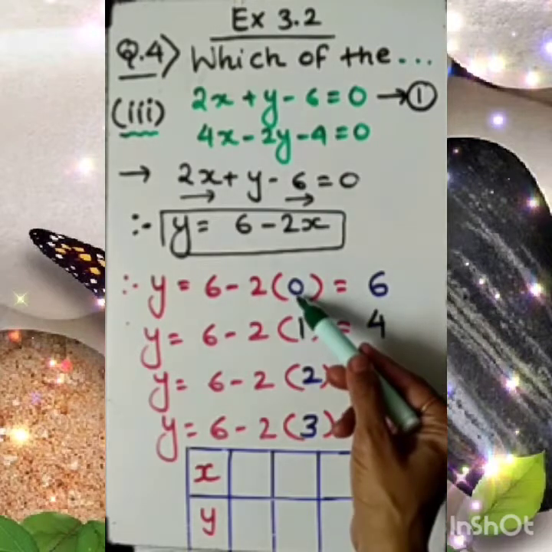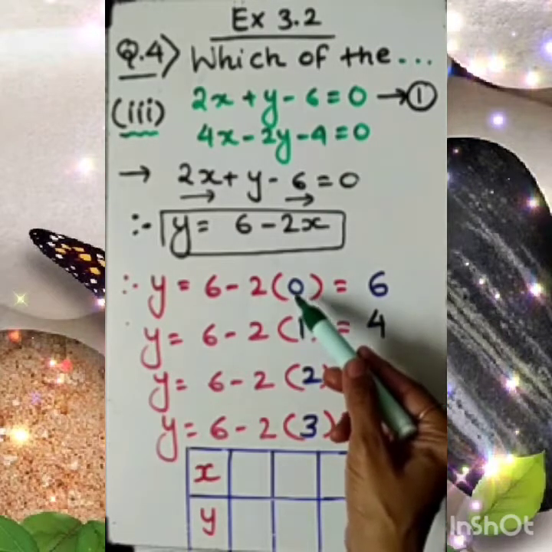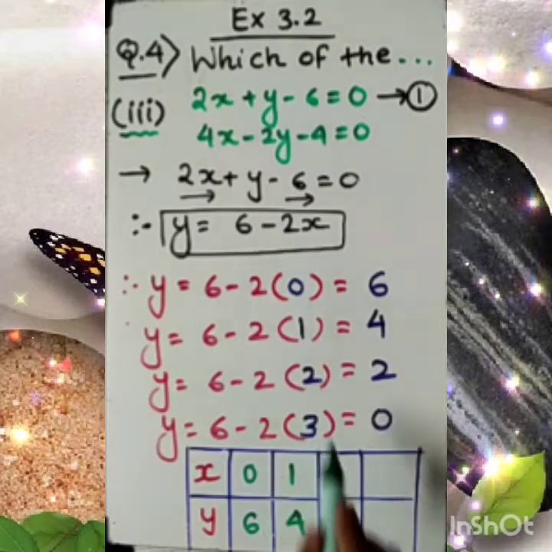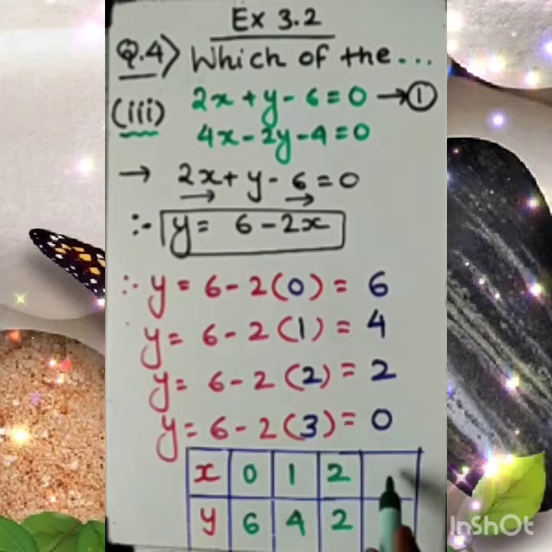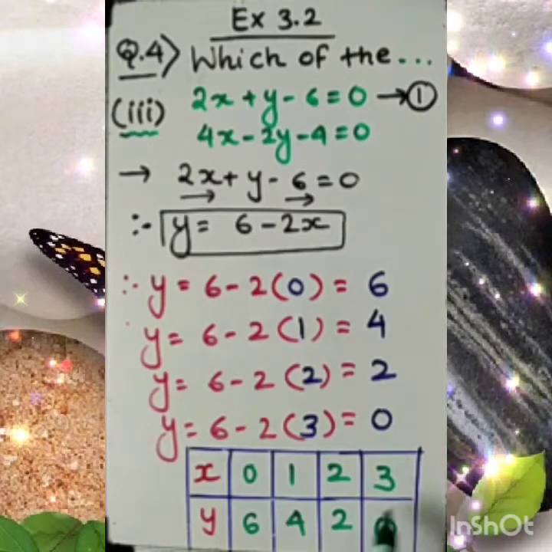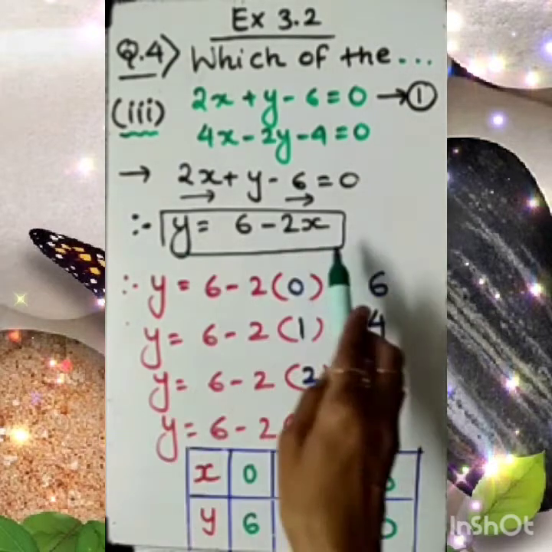Just look here. This is the value of x we are choosing, 0. If I choose 0, then the value of y is 6. For 1, it is 4. Here I am choosing 2, so here also we get 2. Suppose I choose x as 3, then the value of y is 0. So this much is the first table we get through our first linear equation.